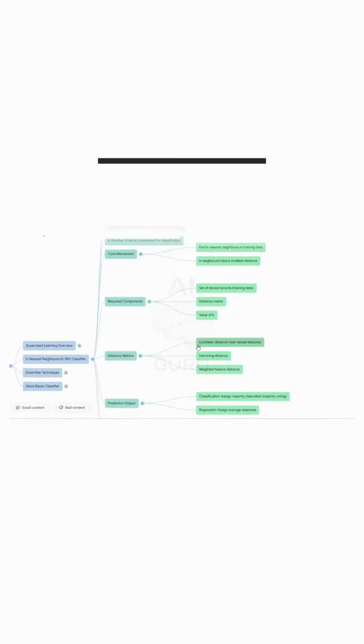The most common, kind of the default metric for real valued features is the Euclidean distance. You might also hear it called the L2 norm. It's basically just the simple straight line distance you learned about in geometry, calculated as the square root of the sum of the squared differences between the feature coordinates.